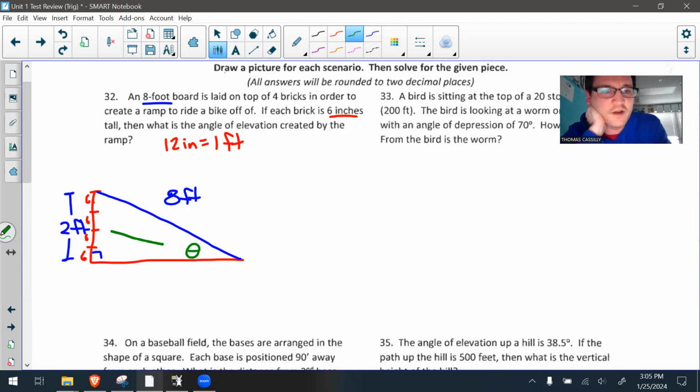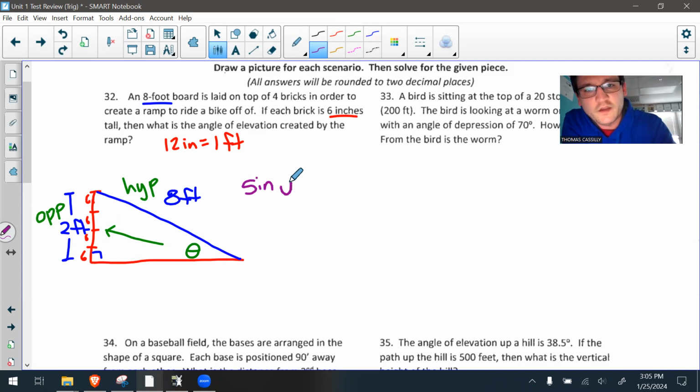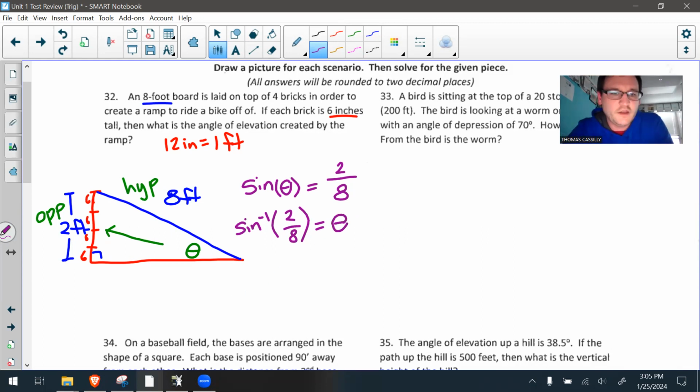So let's just go ahead and identify what we have. It looks like the opposite, and it looks like the hypotenuse. What trig function goes with the opposite and the hypotenuse? Well, that's going to be your sine. So we're going to say the sine of theta equals the opposite, which is 2, over the hypotenuse, which is 8. And again, we're solving for the angle, so we're going to have to do an inverse trig function here. So I'm going to say the inverse sine of 2/8 equals theta.